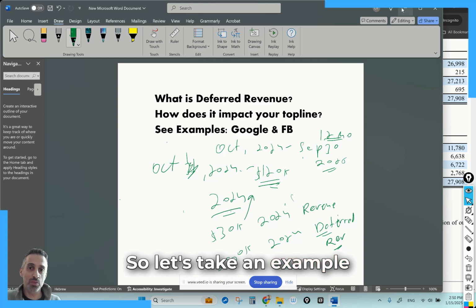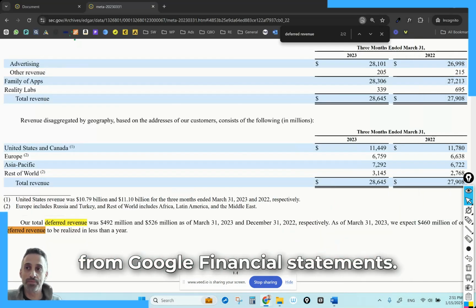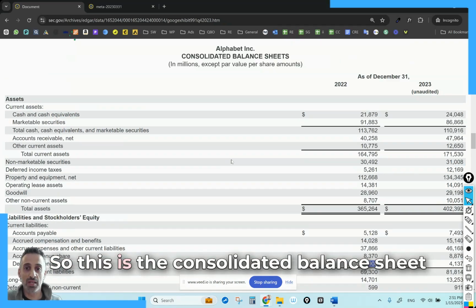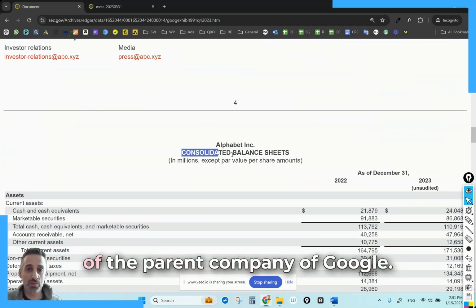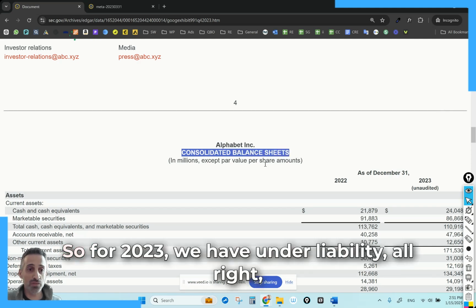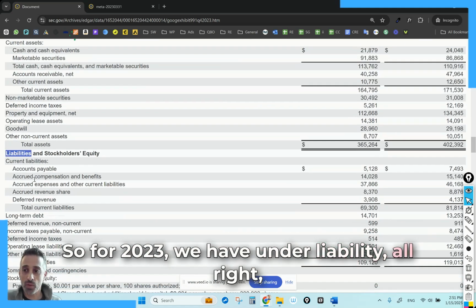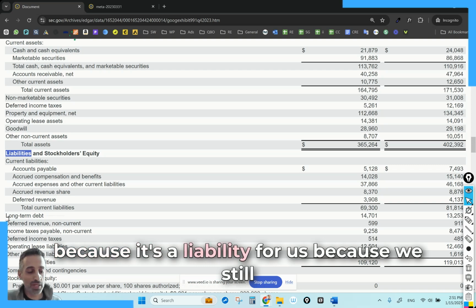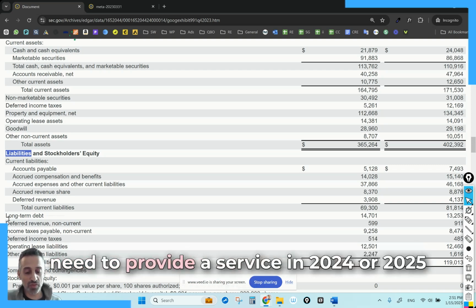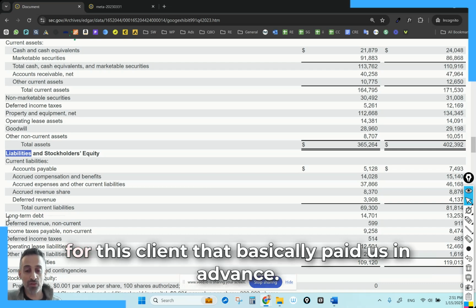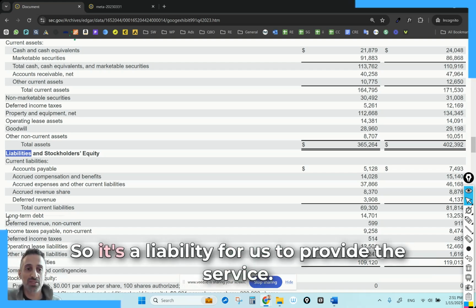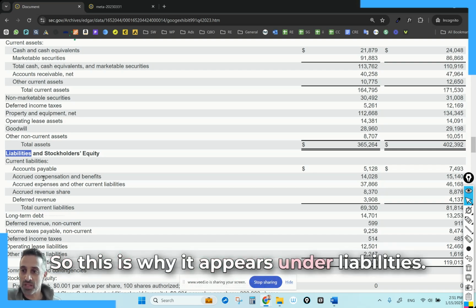So let's take an example from Google financial statements. So this is the consolidated balance sheet of the parent company of Google. So for 2023, we have under liability, all right, because it's a liability for us because we still need to provide the service in 2024 or 2025 for this client that basically paid us in advance, all right? So it's a liability for us to provide the service. So this is why it appears under liabilities.